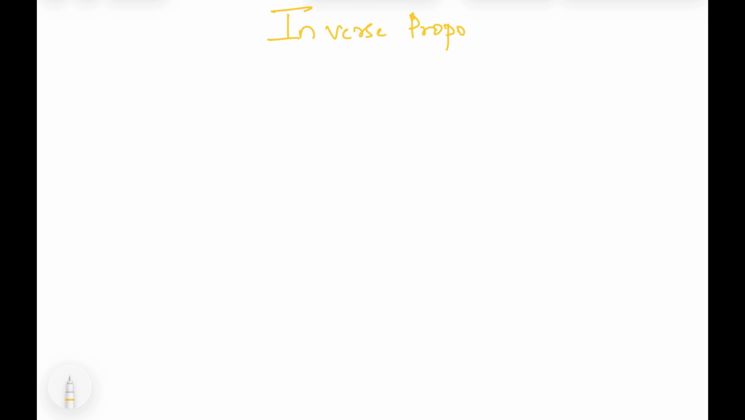As I explained in this video what inverse proportion was, again I will repeat it in a very short explanation. When one quantity is increasing and the other one is decreasing, it is inverse proportion. Or when the first is decreasing and the other one increases, that is called inverse proportion. So now let's take an example and understand what happens in inverse proportion.